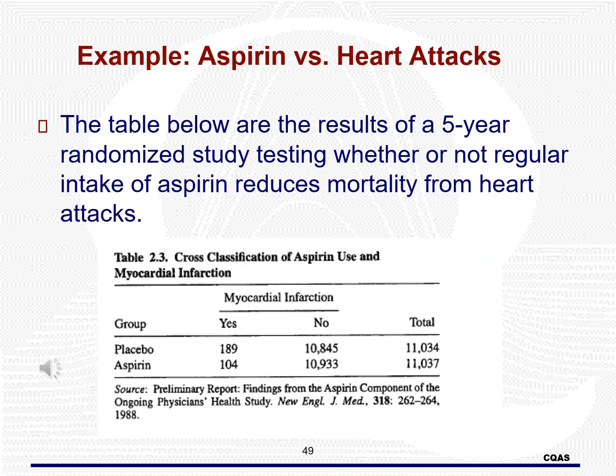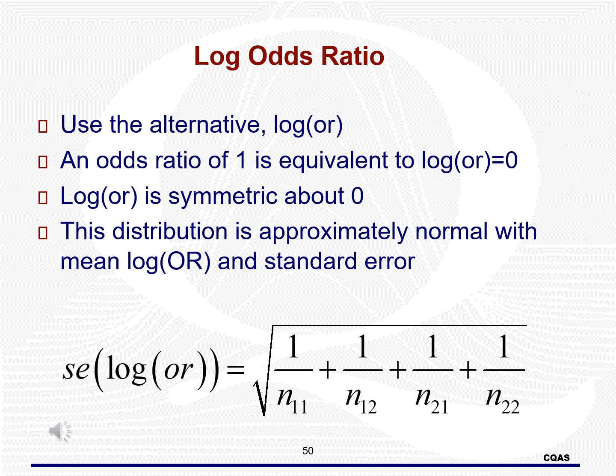Here are the results of a study taken over 5 years. It is a randomized study testing whether or not regular intake of aspirin reduces mortality from heart attacks. Let's use this example to make inference on the odds ratio. We will use the log of the odds ratio instead of the ratio itself. We do this because the log of the odds ratio has a distribution that is approximately normal.